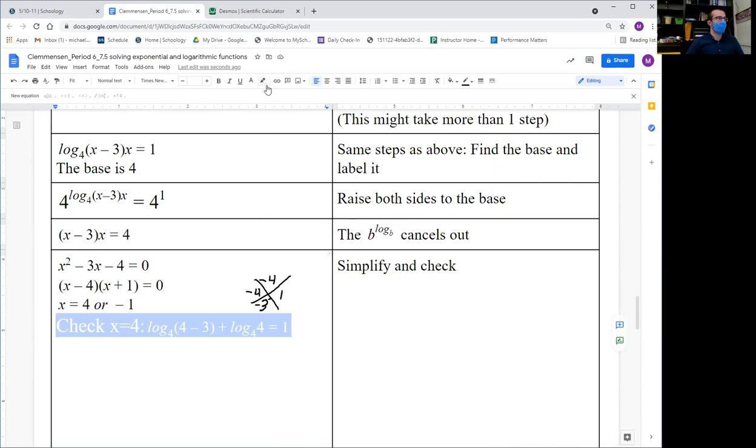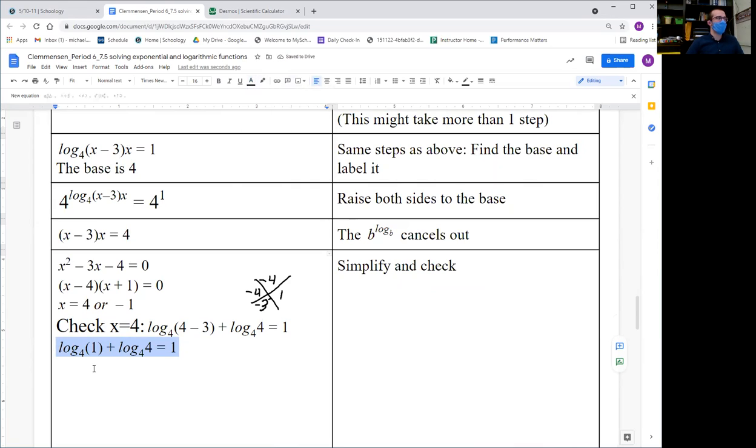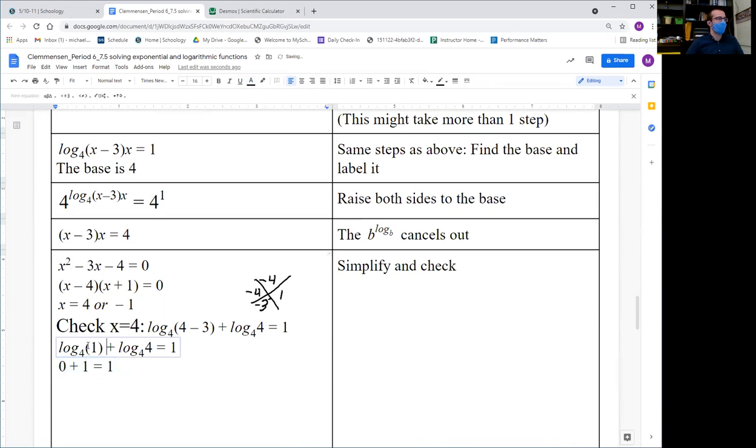All right, so I plug in my 4 first. 4 minus 3 gives me 1. Then 4 is just 4, just like before. Notice I plugged it into my first one and not my second one. It has to be the first equation that we got, the very first one, or we can get something that ends up being bad. 0 plus 1 equals 1, which is a true statement. Again, all you have to do is plug this into your calculator using your change of base formula, and it'll give you your answer. All right.